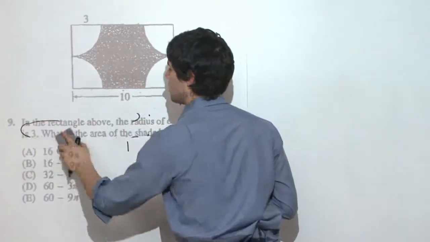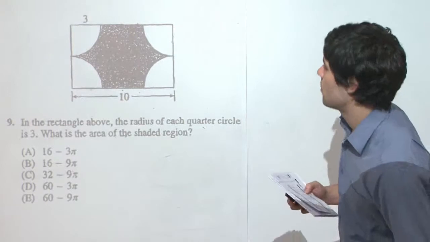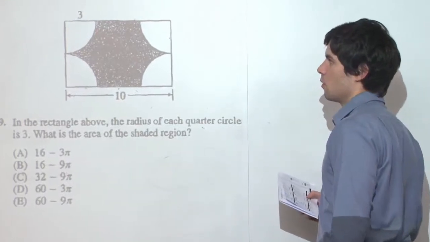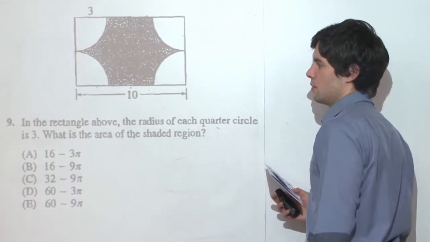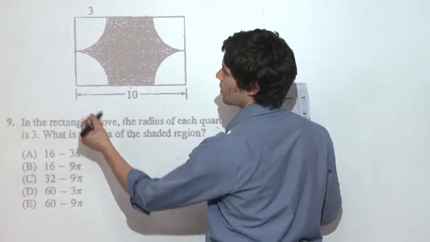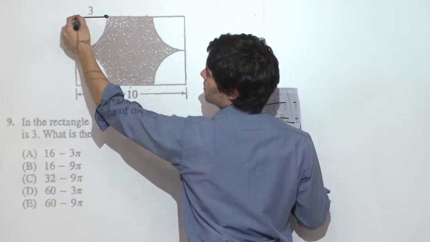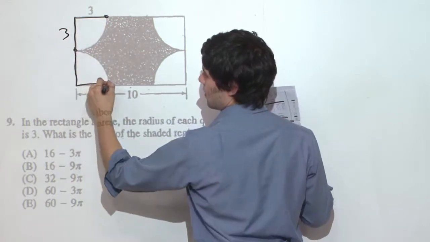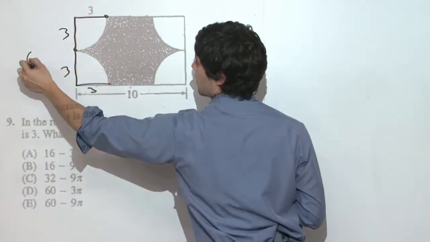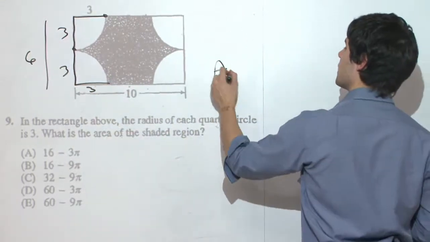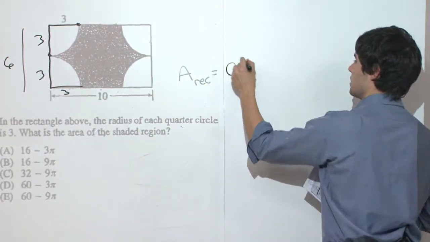Now looking at this, we have a rectangle above, and the radius of each quarter circle is 3. What is the area of the shaded region? Well, first of all, area of the shaded region. Well, we know that each circle has a radius 3, and these are quarter circles. So if this is radius 3, this is radius 3. 3, 3. Well, at least now we know the width of our rectangle. It's 6. So the area of our rectangle, what's area of a rectangle? Length times width. 10 times 6, 60.